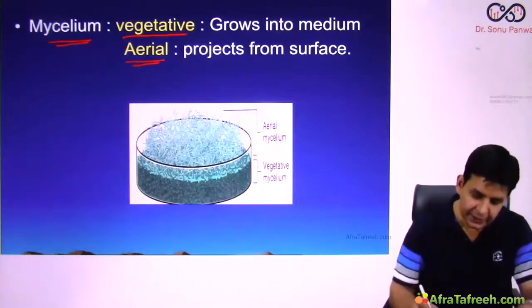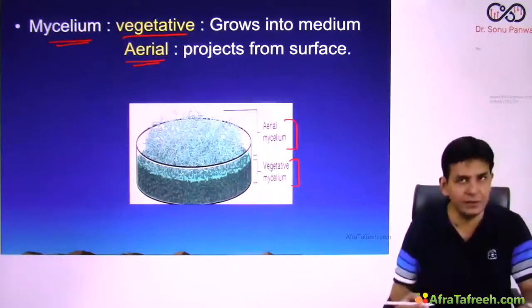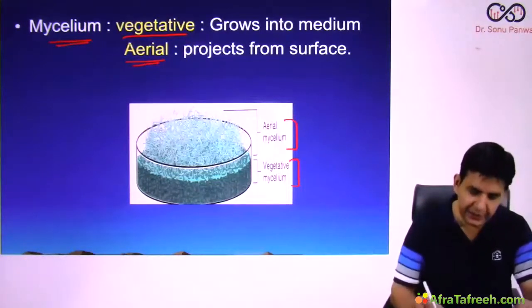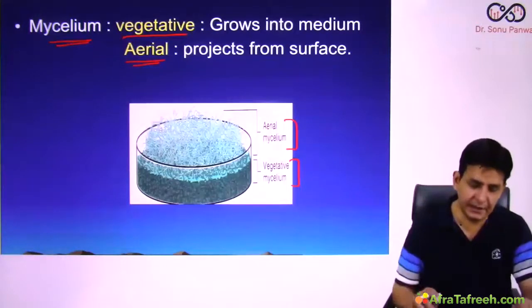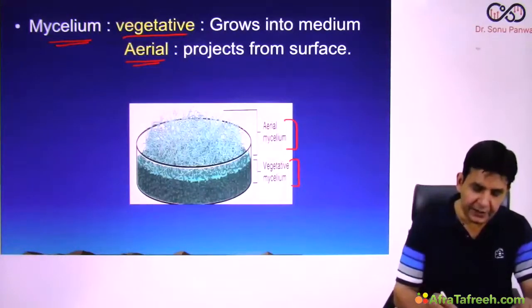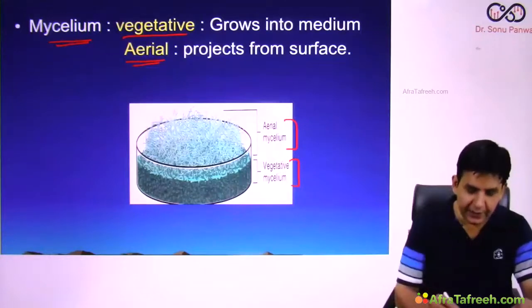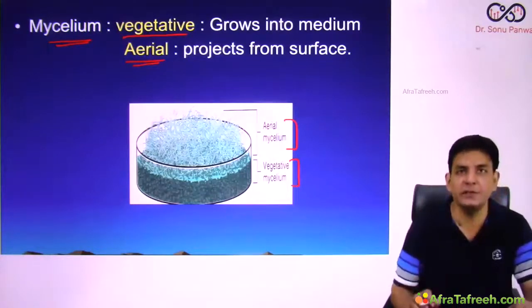Now in the mycelium also, some are vegetative and some are aerial, and as you can see in this picture, the vegetative ones are the ones which are down, and the aerial ones are those which project from the surface. So these are the vegetative mycelium, and this is the aerial mycelium. The vegetative one grows into the media, and the aerial one projects from the surface.